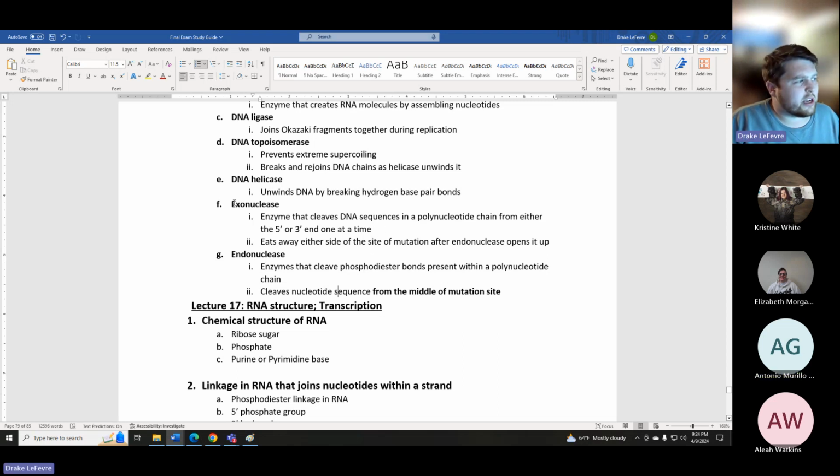The only big thing you need to remember about exonuclease and endonuclease is just where they start. Exonuclease, exo meaning outside, they start from the outside, the ends of the strand of the DNA. The endonuclease starts in the middle of the strand of the DNA to fix mutations.